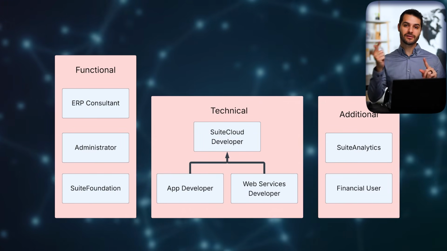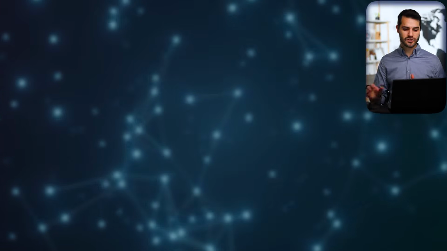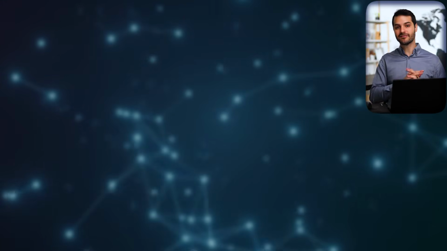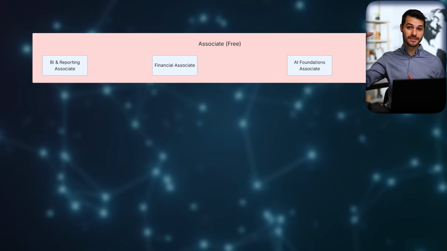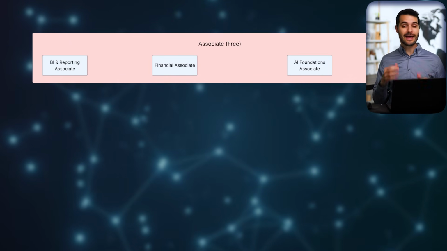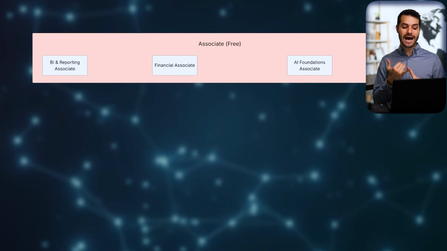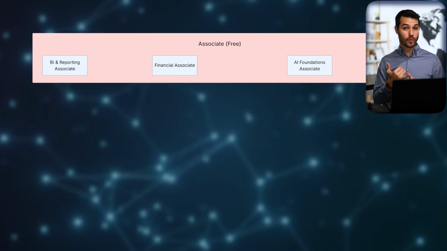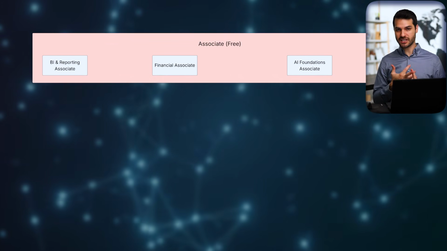So let's now compare this to what we now have with the new certification system. And we're going to switch over to a new graphic. The way they've structured this is very different. Instead of having them organized by process area, they now have a tier system where, and we'll start off at the top, the first level is called Associate, and it is free. And there's really just 3 certifications that are included at that level. So we have BI, which is Business Intelligence and Reporting Associate exam, the Financial Associate, and the AI Foundations Associate.